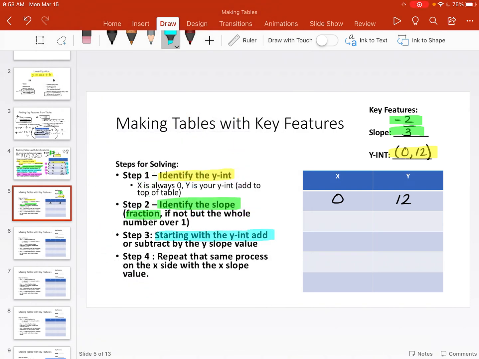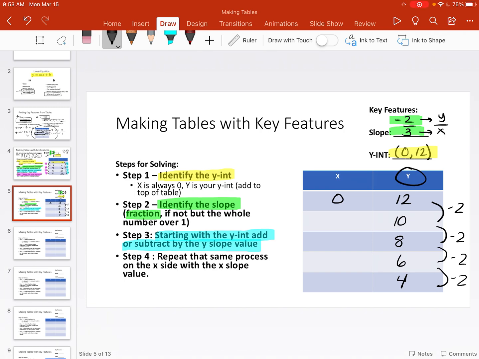Step 3, starting with the y-intercept, add or subtract by the y-slope. Again, remember we have y over x, and in this case, we have a negative 2 and a positive 3. So on our y side, since that's the top, we are going to subtract 2 every time. Go ahead and write minus 2 down here. And I'm going to go ahead and take 12 minus 2 is 10, minus 2 is 8, 6, and 4.